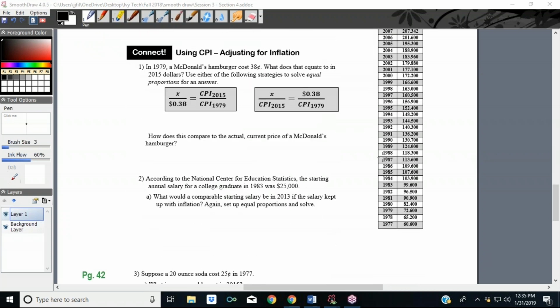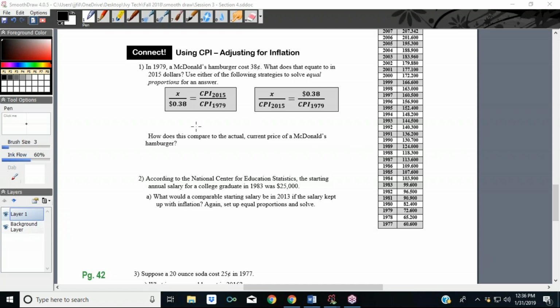All right, so CPI, let's go ahead and look at how we would use it in calculations. In this first problem, it says in 1979, a McDonald's hamburger cost 38 cents. What does that equate to in 2015 dollars? We're saying, if it cost 38 cents in 1979 and the price kept up with inflation, what would it cost today? Then we can compare what it would cost if it kept up with inflation versus what it actually costs today.